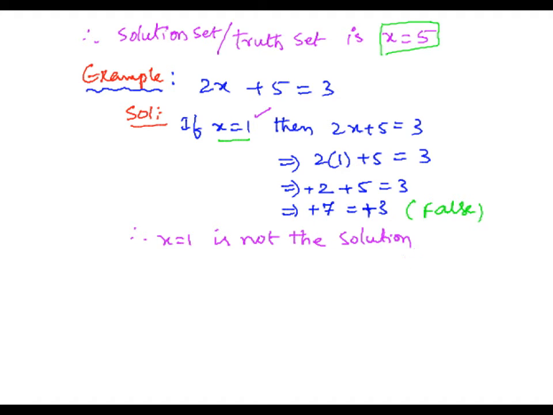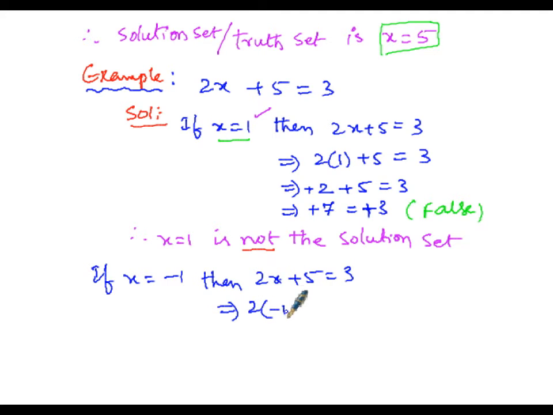So here in this case it is not the solution set. Then let us go for another value of x. Let us replace the variable x by minus 1. The statement given is 2x plus 5 equals 3. When x is replaced by minus 1, that is 2 into minus 1, plus 5 written as it is, equals 3.